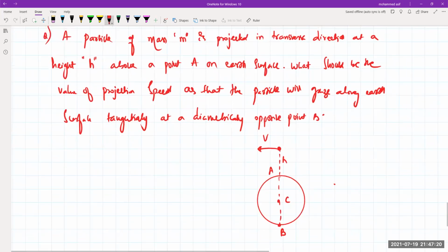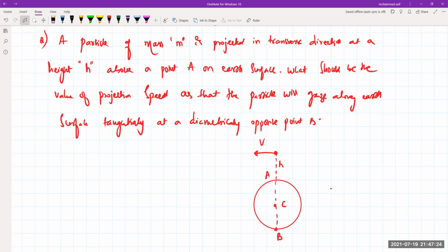So this is the question. A particle of mass m is projected in a transverse direction at a height h above the point A on the Earth's surface. What should be the value of the projection speed such that the particle will graze along the surface tangentially at a diametrically opposite point B? The particle is projected with some speed, goes around, and has to come back and graze the surface. So when it is at that point, what is the velocity? This is the basic condition. I hope you got a rough idea now.